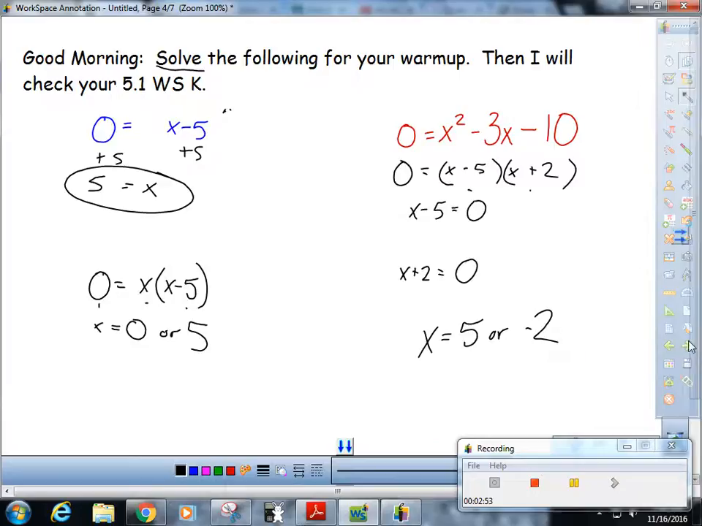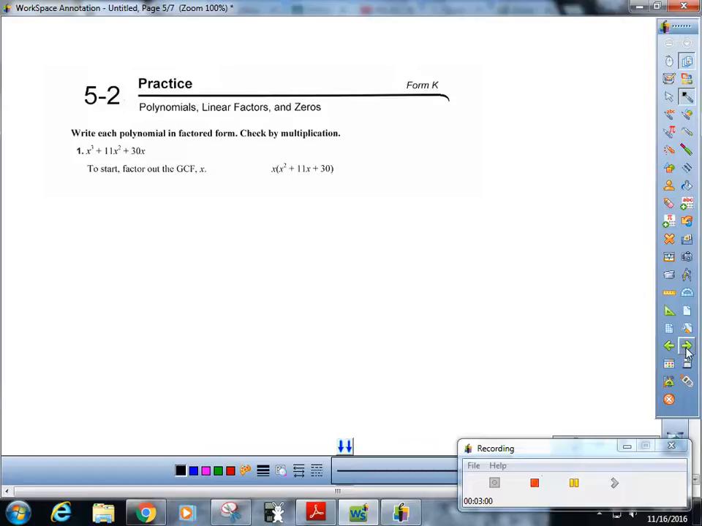All right. Now we're going to carry on with your worksheet 5-2. So follow along. If you're able to understand that warm-up, you will be able to do 5-2 with no problem. Okay? Once again, the hardest part of this assignment will be understanding the directions. Write each polynomial in factored form, and then check by multiplication.